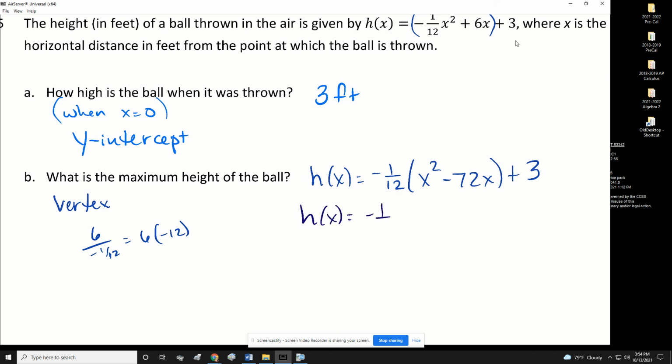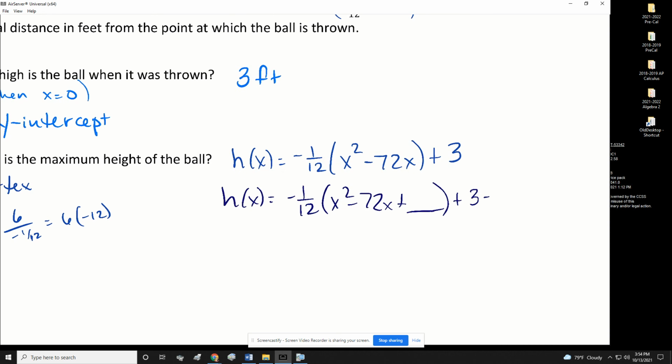All right. And then to write it in vertex form, we're going to add on the inside. It's going to be a pretty big number. And then we are going to subtract on the outside. And whatever we subtract on the outside has to get multiplied by negative 1/12. Okay, so we have to take half of 72, which is 36, and then square it. And so I had to type it in. So our little calculators, you can just do 36 times 36, but that's going to be 1,296.